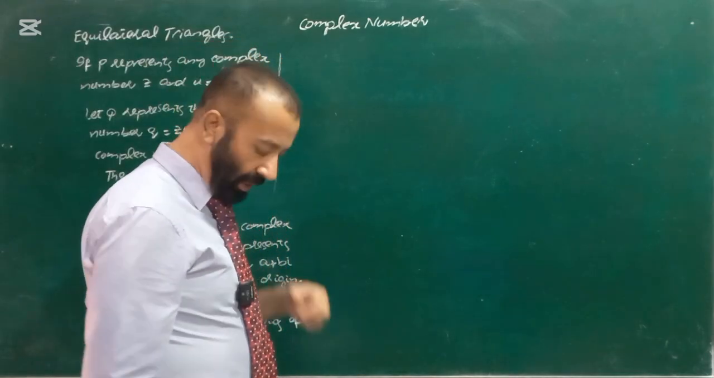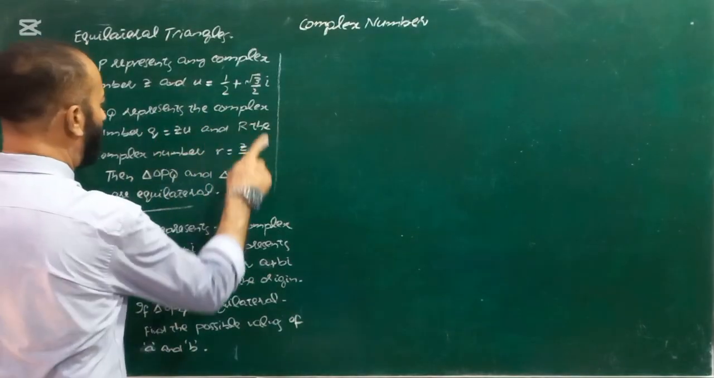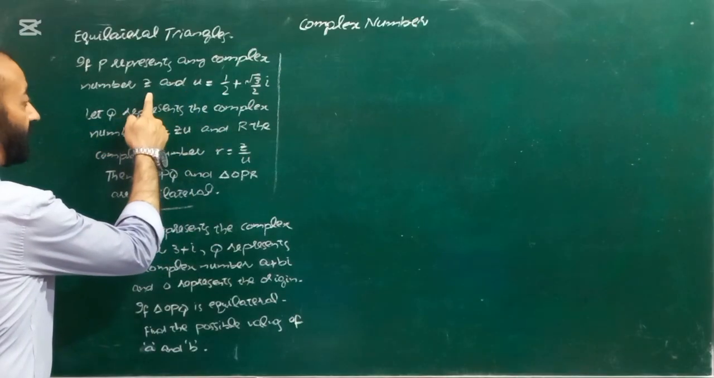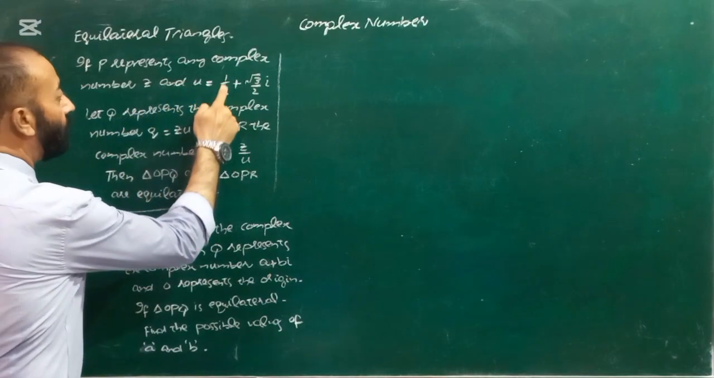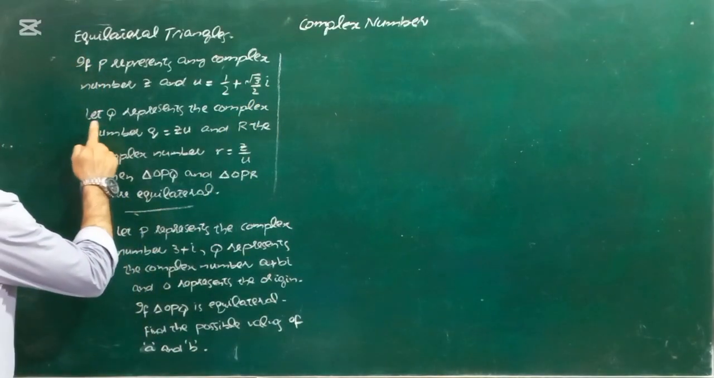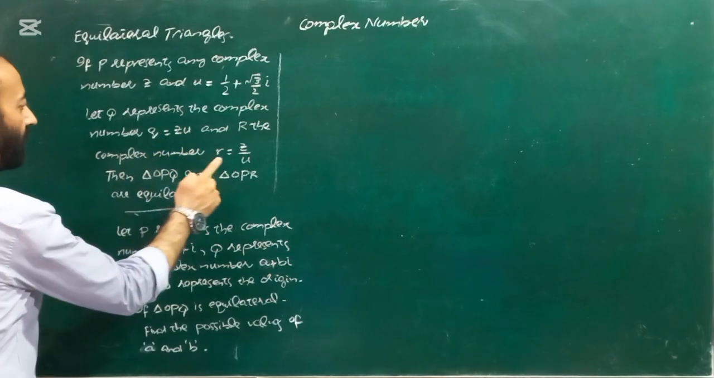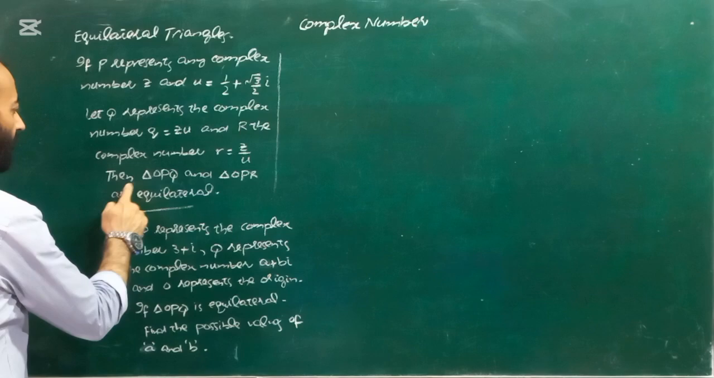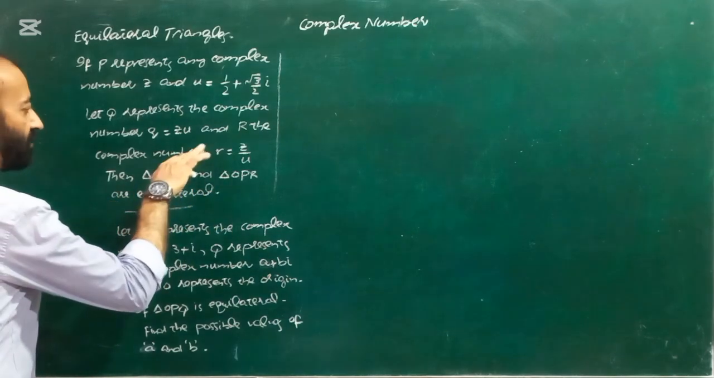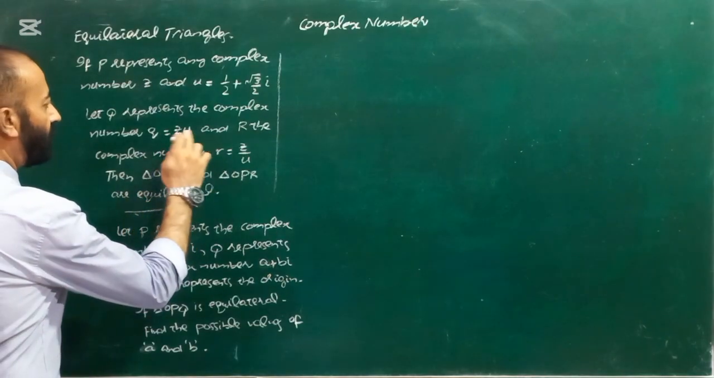Now we are going to read another new topic in the topic of the complex number, that is equilateral triangle. The concept of the equilateral triangle is this one. If P represents any complex number Z and U is equal to 1 by 2 plus square root 3 over 2 iota, let Q represent the complex number Q is equal to ZU and R the complex number R is equal to Z over U. Then OPQ and OPR are the equilateral triangles. So this is the concept, and vice versa also applies. So if the triangles are equilateral, this concept will be applied.